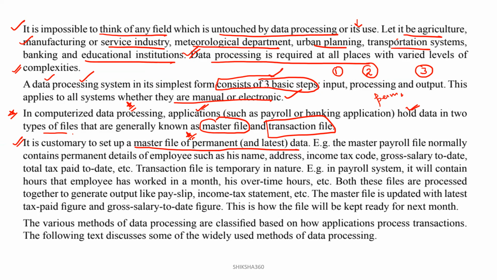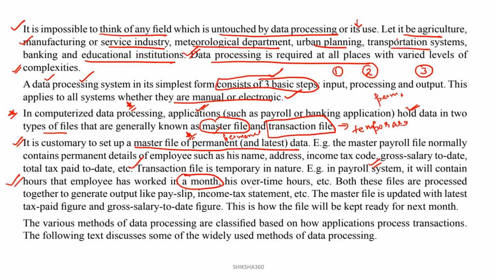On the other side, a transaction file is temporary in nature. For example, in a payroll system, it will contain the hours that an employee has worked in a month. That is temporary. From the word transaction, it is temporary; from the word master, it is permanent.